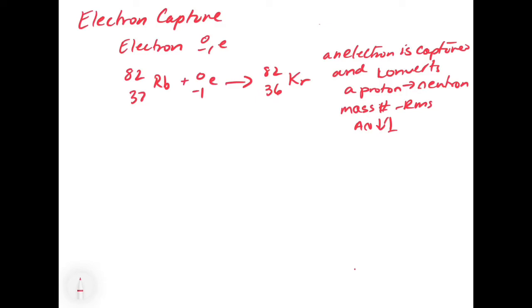Now, we're going to just summarize positron emission and electron capture together. What happens with positron emission and electron capture is these tend to happen in elements that have too many protons.